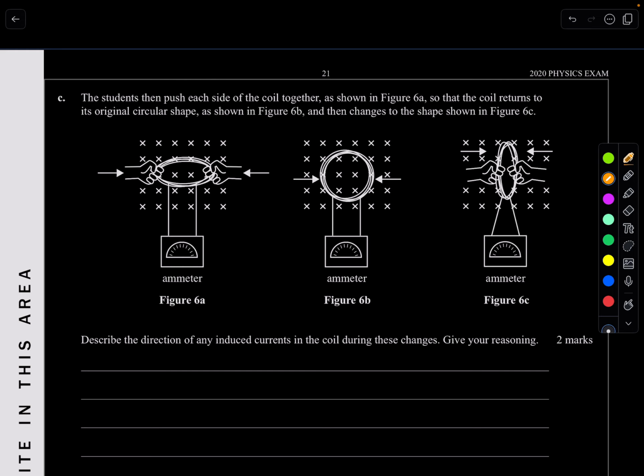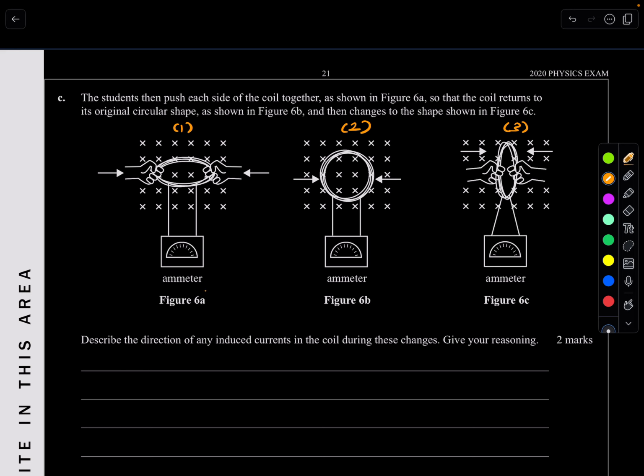The students then push each side of the coil together as shown in figure 6A. They're pushing it back so that the coil returns to its original shape as shown in figure 6B, and then changes to the shape in figure 6C. So we've gone from this initially, then changed it back, then pushed it a little bit again. Describe the direction of the induced current in the coil during these changes. Give your reasoning. Again, we just have to use Lenz's law.